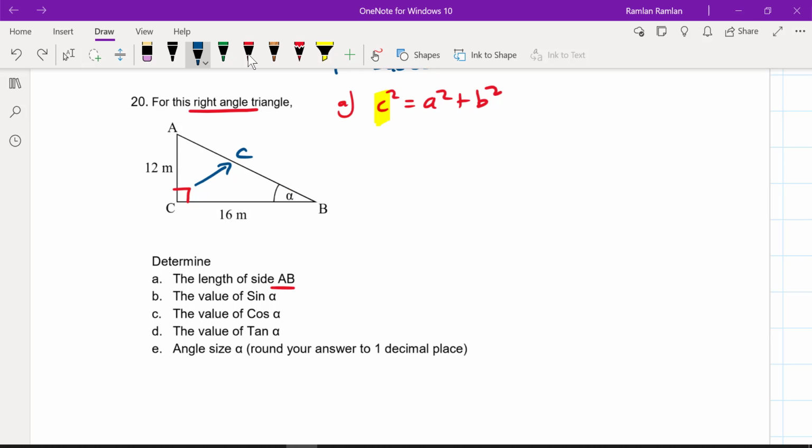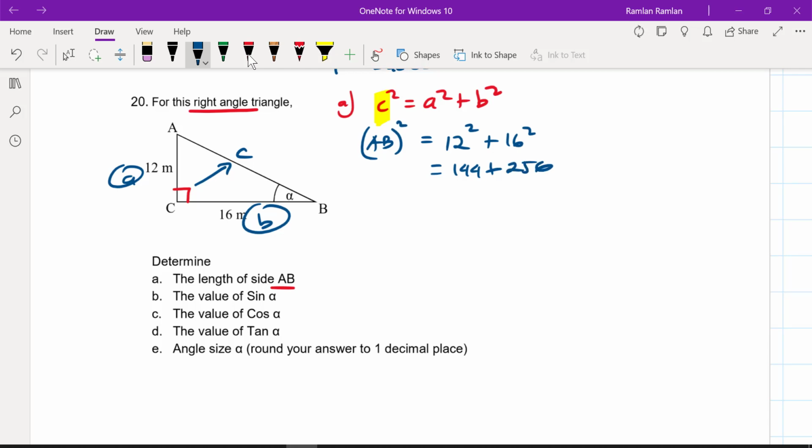So I'm going to just write down AB squared over here, and that's what we're looking for. And then the a and b, it doesn't matter which one is which. So just put, for example, the a is 12 and the b is 16. You can swap them. Okay, 12 squared plus 16 squared equals 144 plus, wait, let me calculate that, I forgot. 16 squared equals 256.